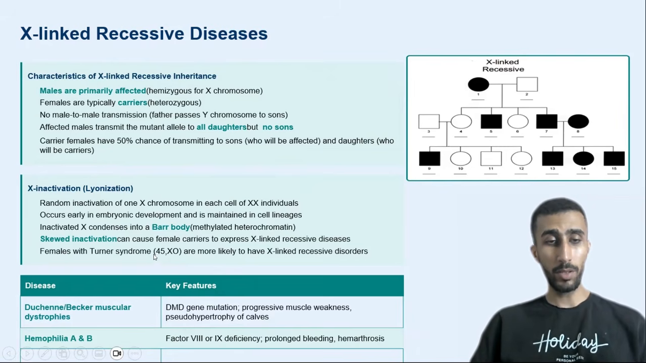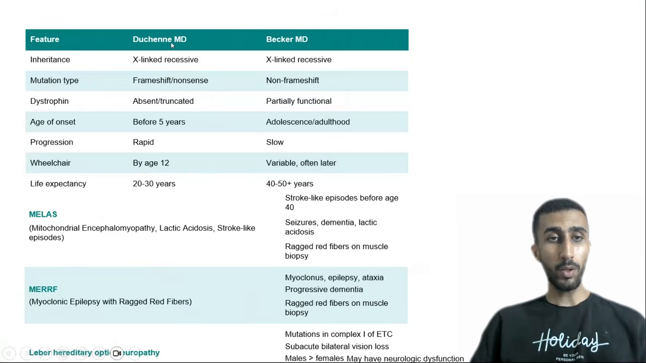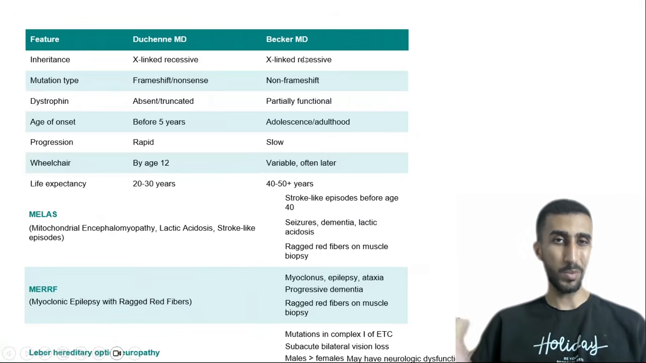Also, females with Turner syndrome are more likely to have X-linked recessive disorders, of course, because they have X0. So they are more like males. If this X chromosome is the one with a diseased allele, of course they will get this X-linked recessive disease. There are some diseases which have this way of inheritance: Duchenne and Becker muscular dystrophy, and hemophilia A and B. So the inheritance of Duchenne muscular dystrophy is X-linked recessive, and also Becker muscular dystrophy, because both of them are examples of X-linked recessive inheritance.